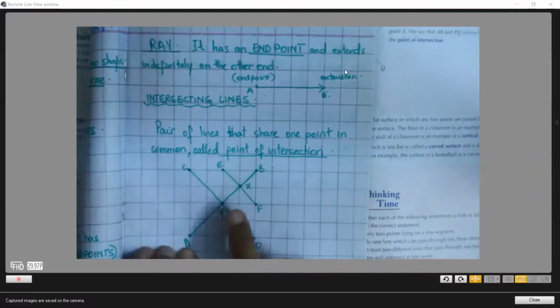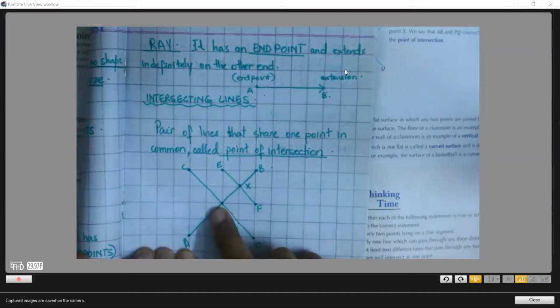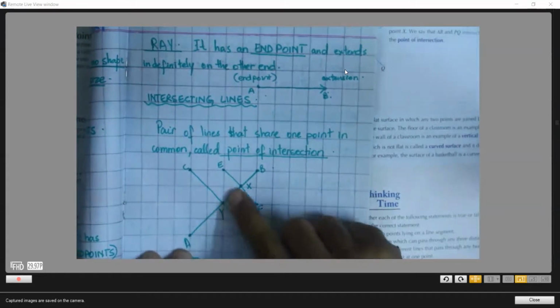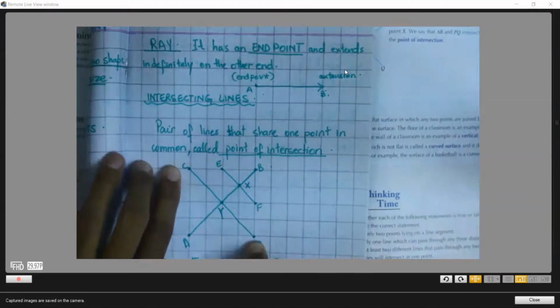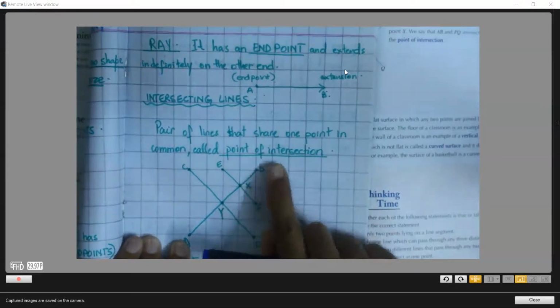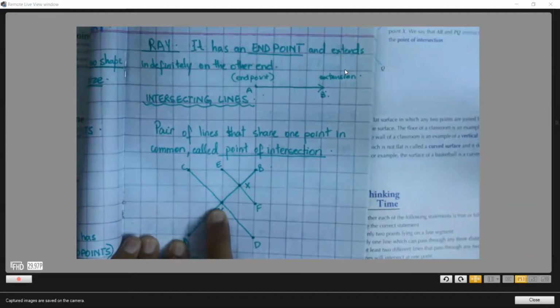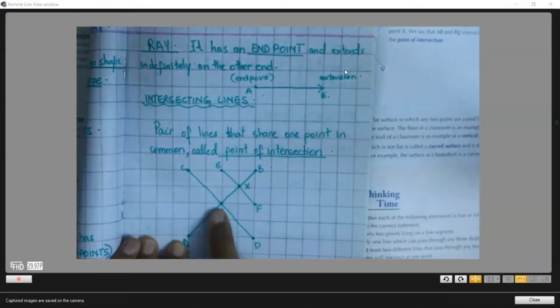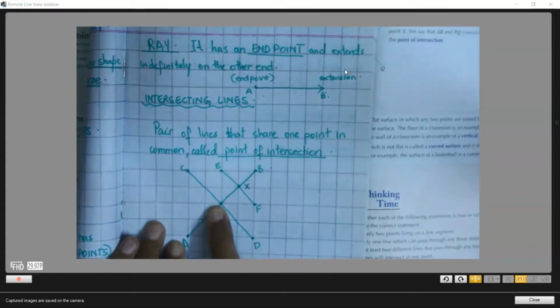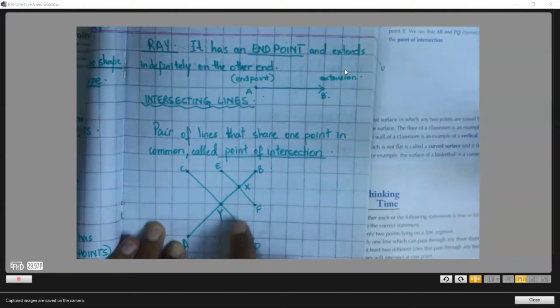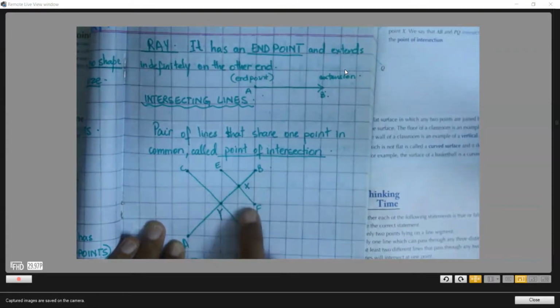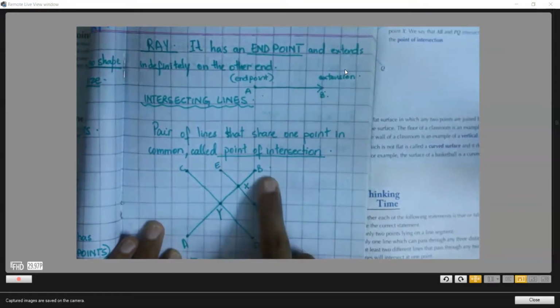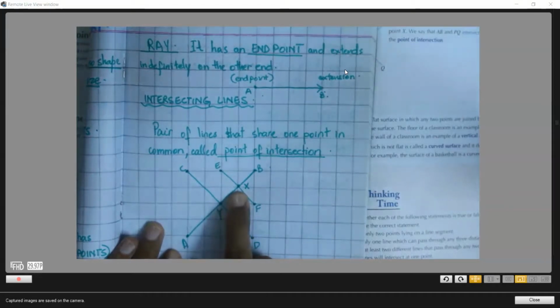Okay, intersecting lines: a pair of lines that share one point in common. That point that 2 lines share in common is called the point of intersection. For example, this is one line segment AB. This is another, and I'm calling it a line segment because they have 2 endpoints. Line segment AB is sharing a point Y with line segment CD, so they are intersecting. It is not necessary that they divide each other into 2 equal halves. For example, this line EF is also intersecting AB, and the point of intersection between EF and AB is point X.